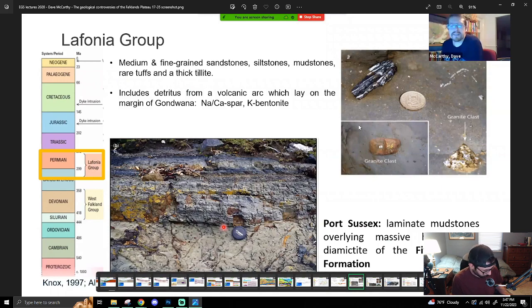Okay, let me keep going. Maybe I can find... here's a picture of the Fonia group from the Permian and Carboniferous. Medium and fine-grained sandstones, siltstones, mudstones, rare tuffs, so volcanic ash, and tillites. Detritus includes detritus from a volcanic arc which lay on the margin of Gondwana.